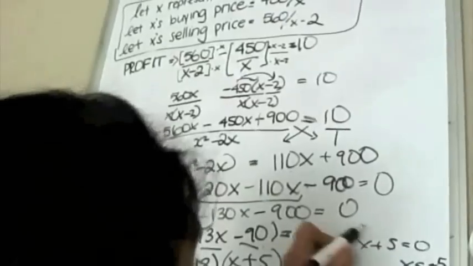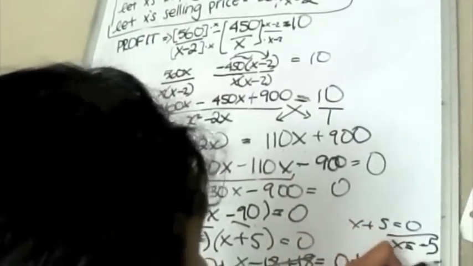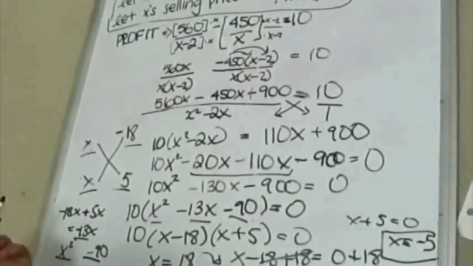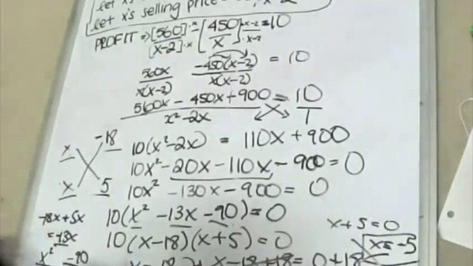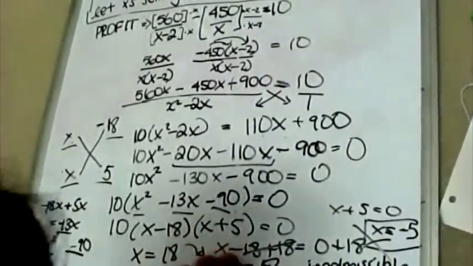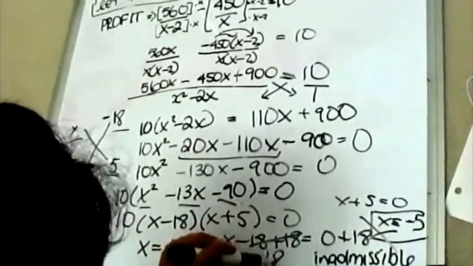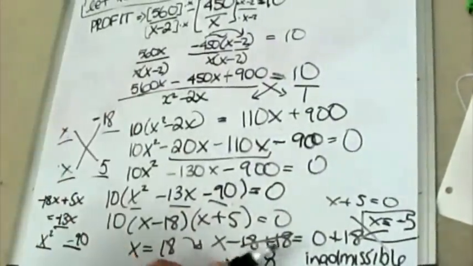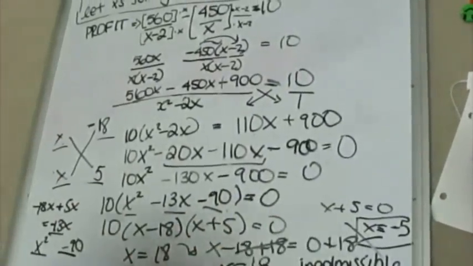Equals negative 5. We know we can't have a negative measurement, so this value is now inadmissible. You are only going to look at your other value, which is 18. And that's your answer. The question was asking how many t-shirts are there. Well, Sucrit bought 18 t-shirts.